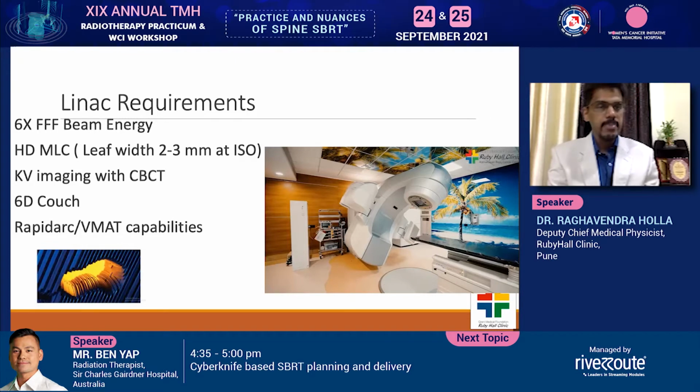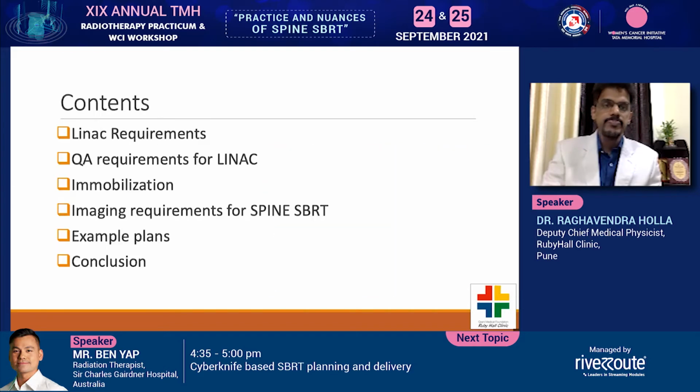Cone beam imaging is a must, and the CBCT acquisition capacity is also a requirement. And the 6D couch, it may be useful sometimes, it may not be useful, also depends on the center's immobilization techniques, what is being followed in the center. But it is advised to have a 6D couch for spine SBRTs, again because of the sharp dose fall requirements. And the license to carry out RapidArc or volumetric modulated arc therapy capabilities.